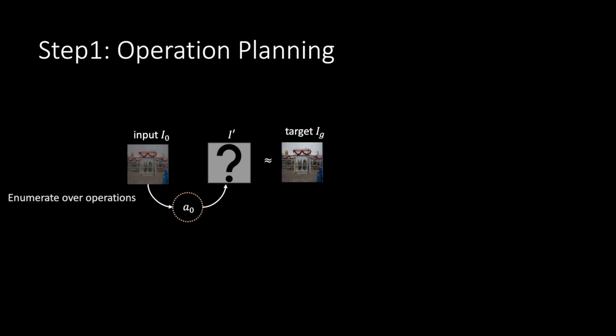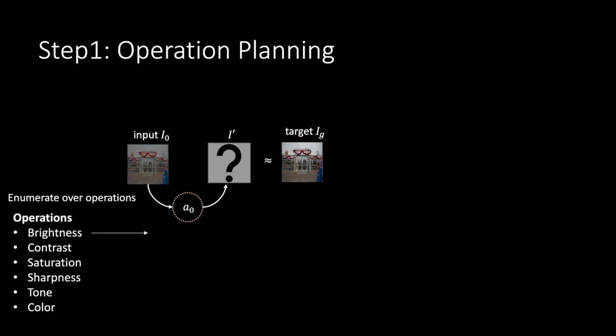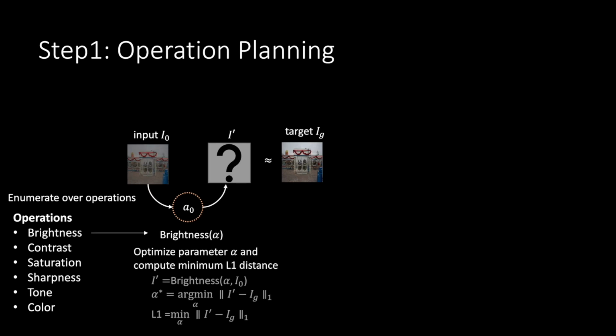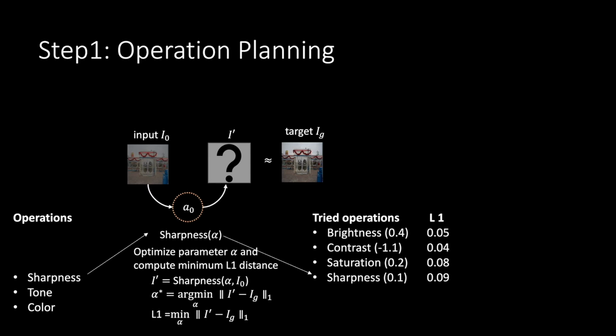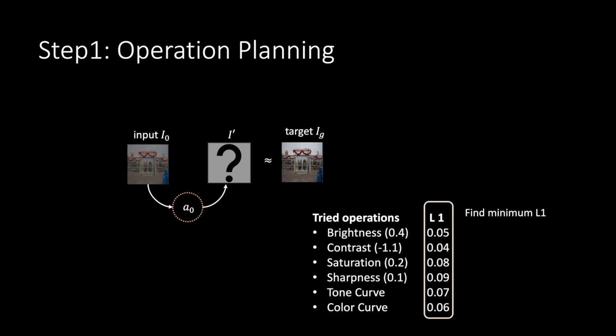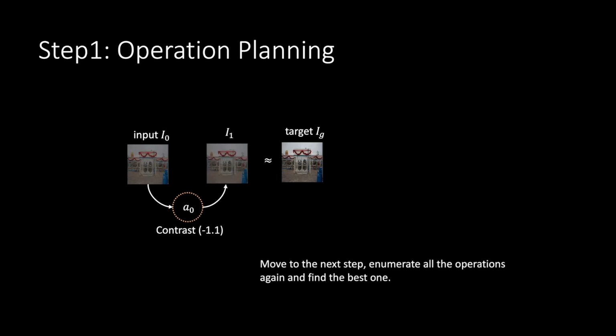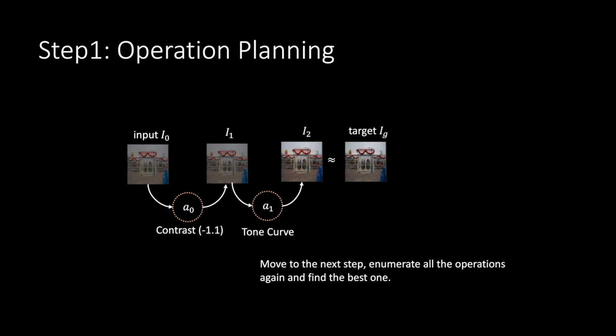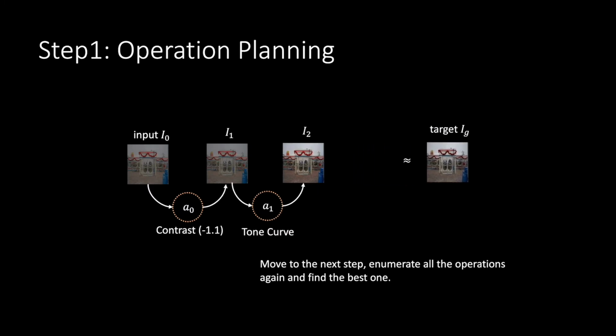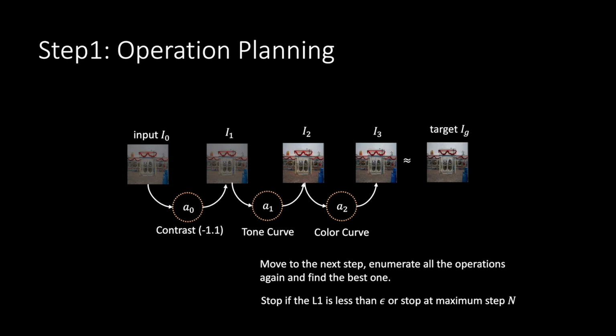For the first action, we enumerate over all operations. Take brightness: we optimize its parameter alpha to minimize its L1 distance towards the target image, and its result is saved on the right-hand side. The same process will go through the rest of the operations. Then we select the action with the minimum L1 distance, which is the contrast, as our first action. We move to the next step, enumerate over all operations again, and find the best one. We stop if the L1 is less than epsilon or stop at the maximum step n.